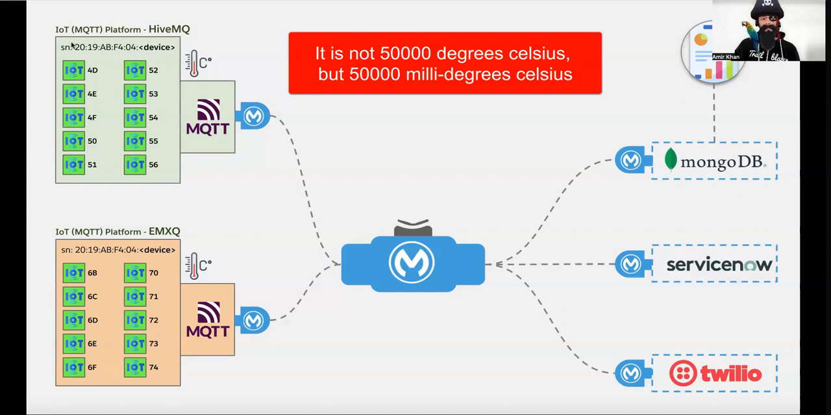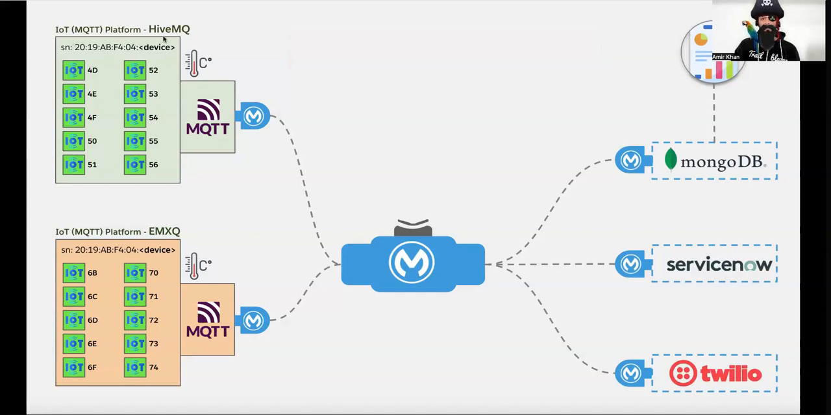And they are reporting to different MQ brokers. One is having HiveMQ. So 10 devices are reporting to HiveMQ, and other 10 devices are reporting to EMQX broker. And we have used the MQTT connector to connect to the broker and extract the data using MuleSoft, enriching it in our MuleSoft app, and then deploying it and pushing it to MongoDB.